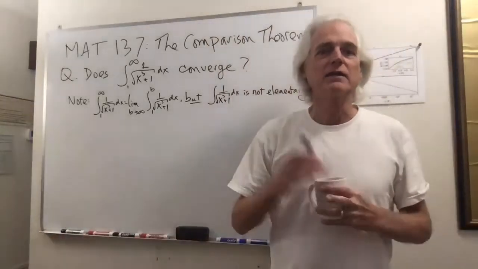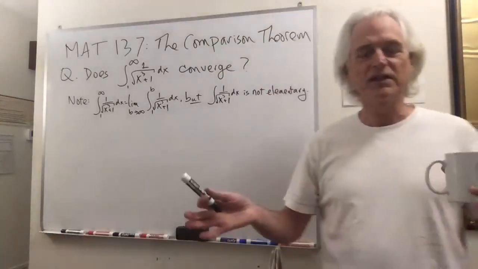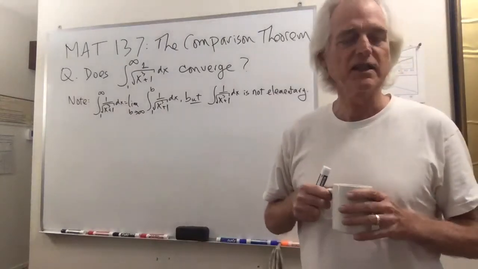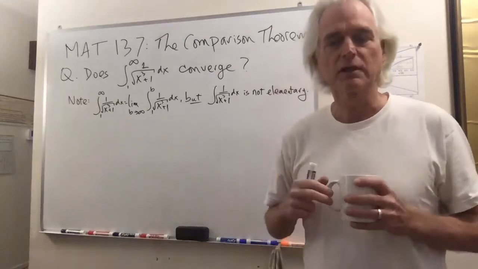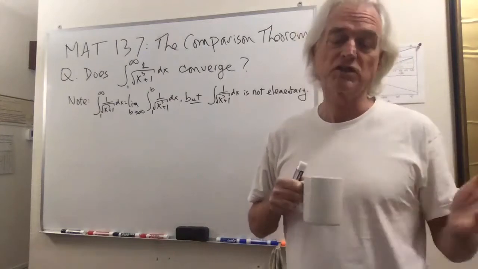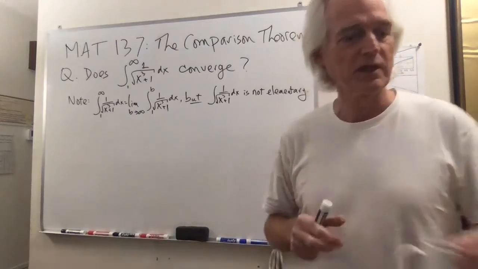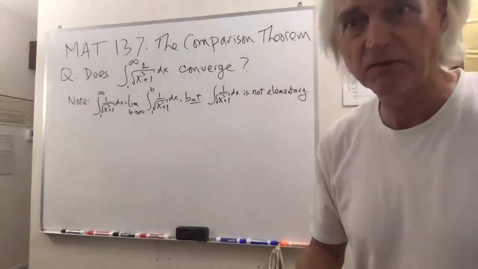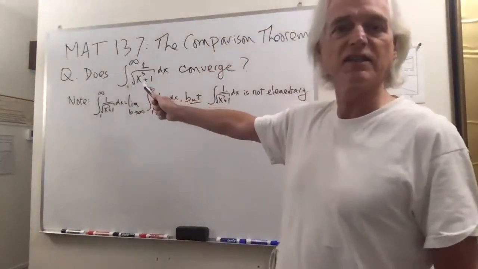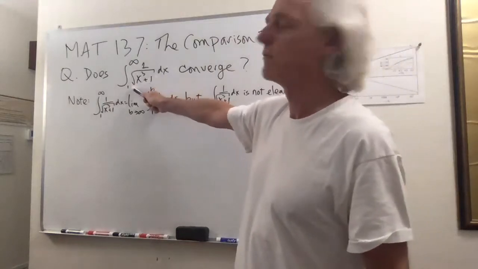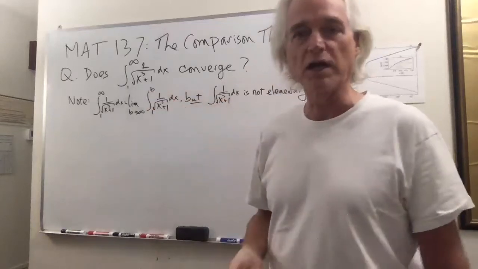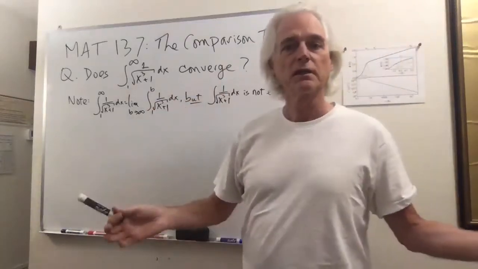Hello. So today I want to do a short video that comes from Calc 2, Math 137 about the comparison theorem to determine if an improper integral converges or diverges. Now here's an example, very much like some of your homework problems. The question is, does this improper integral, the integral from 1 to infinity of 1 over the square root of x cubed plus 1 dx, converge?